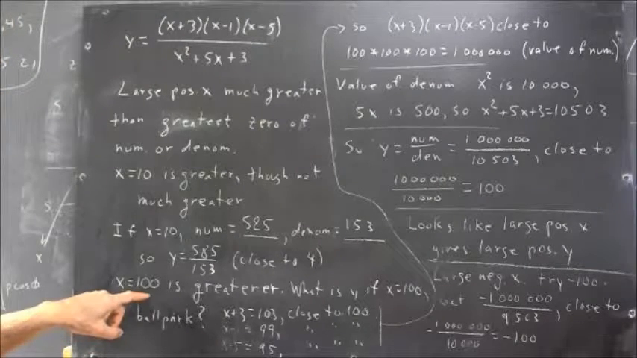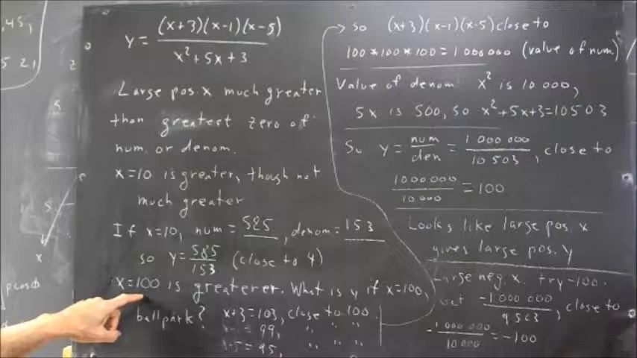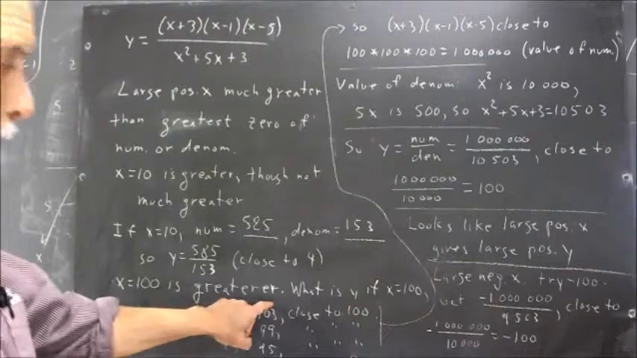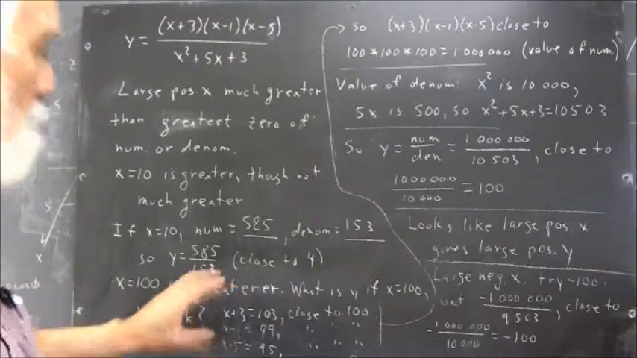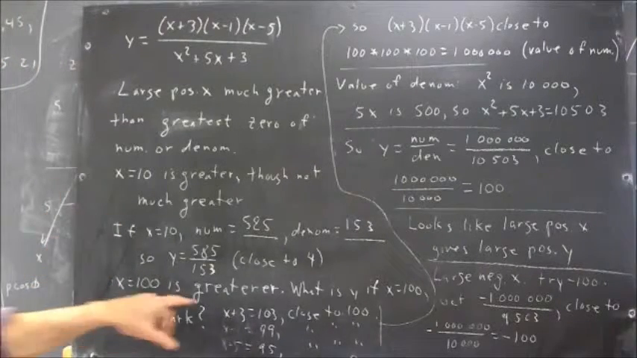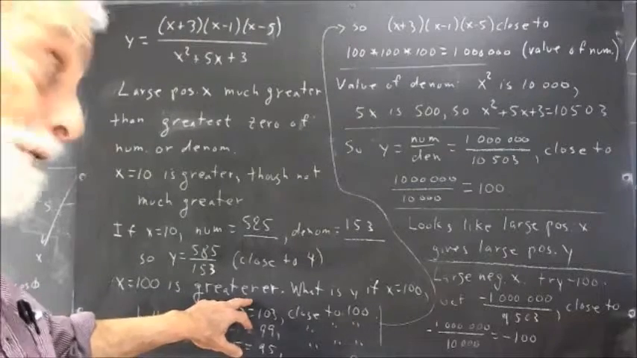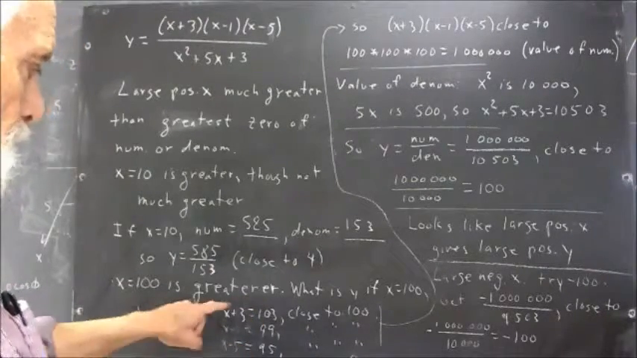Now, x equals 10 is greater, but not that much greater, so let's try x equals 100, which is more greater. I won't say it's much greater. 1,000 or 10,000 or a million would be much, much greater. But this is going to be greater enough to give us a result. So this is going to work.